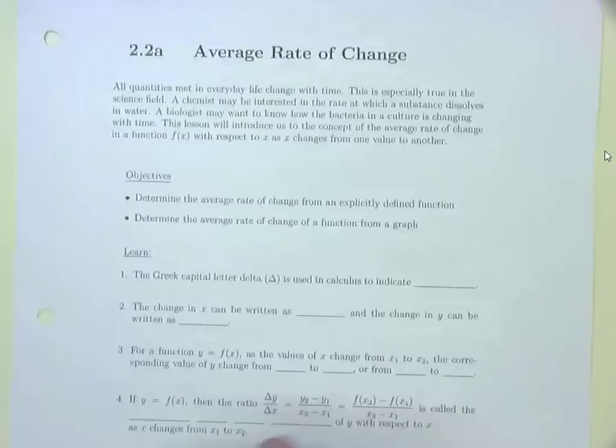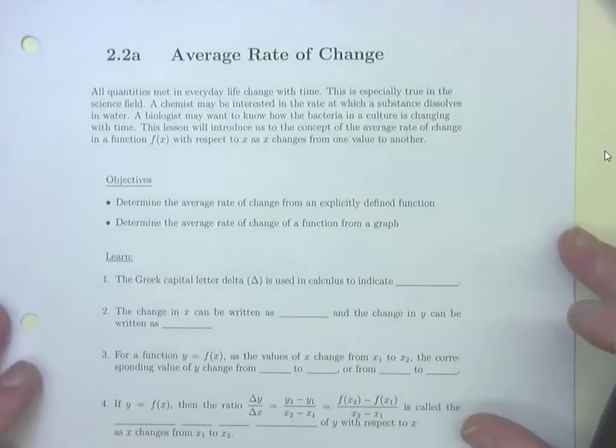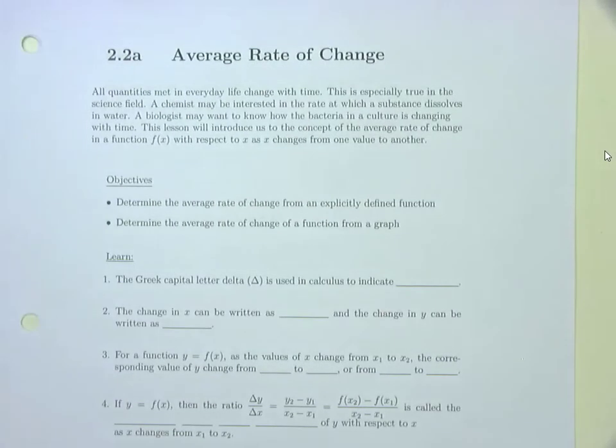All right, section 2.2a. Section 2.2a is about the average rate of change. All right, so let me go grab myself another nice little sheet of paper here. All right, this is the idea behind this average rate of change.